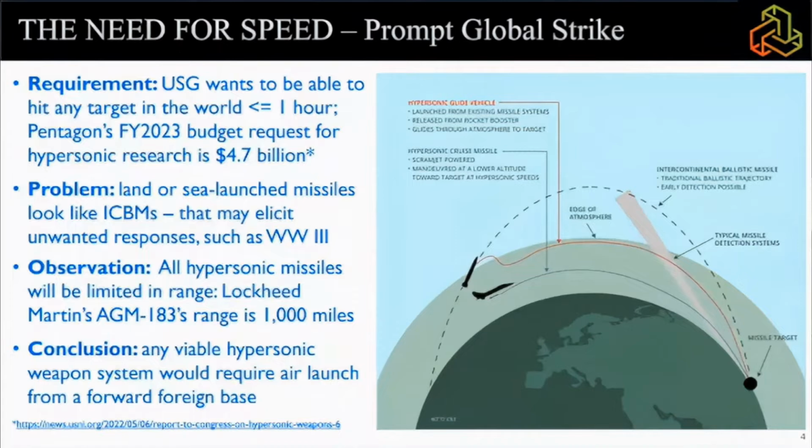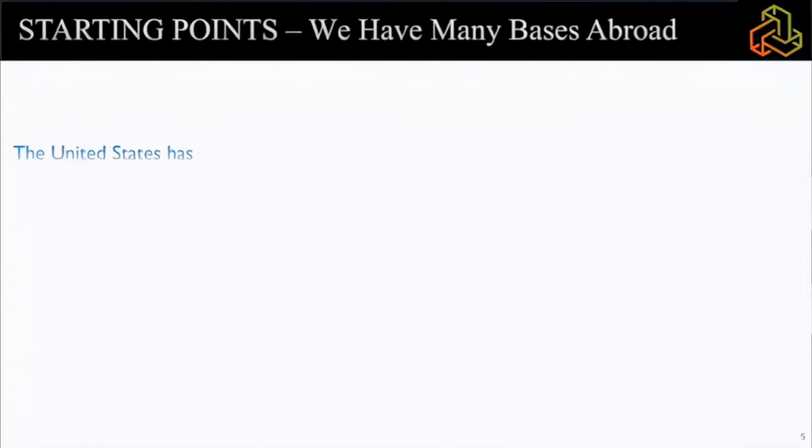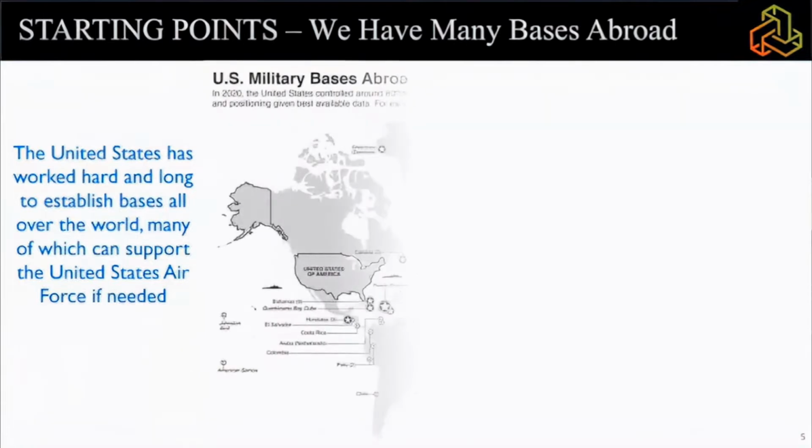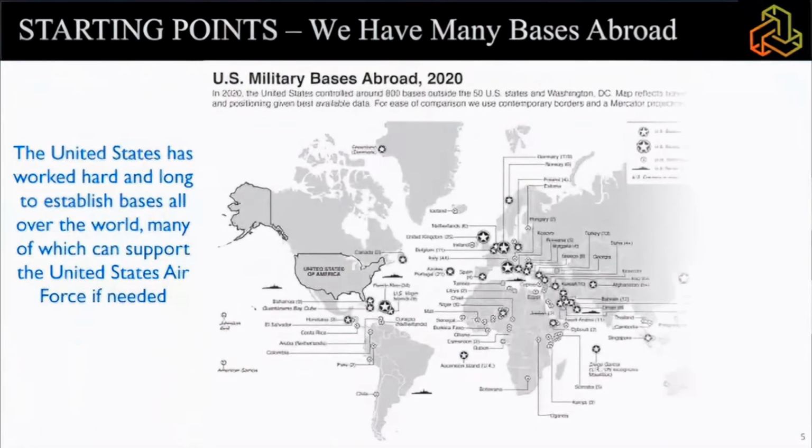And if you want to reach out and touch anybody on the planet, well, you're probably going to have a bunch of these missiles forward based on planes that can launch quickly and then get the target accounted for in a prompt fashion. So the good news, as it applies to America, is that we've got lots of bases overseas.